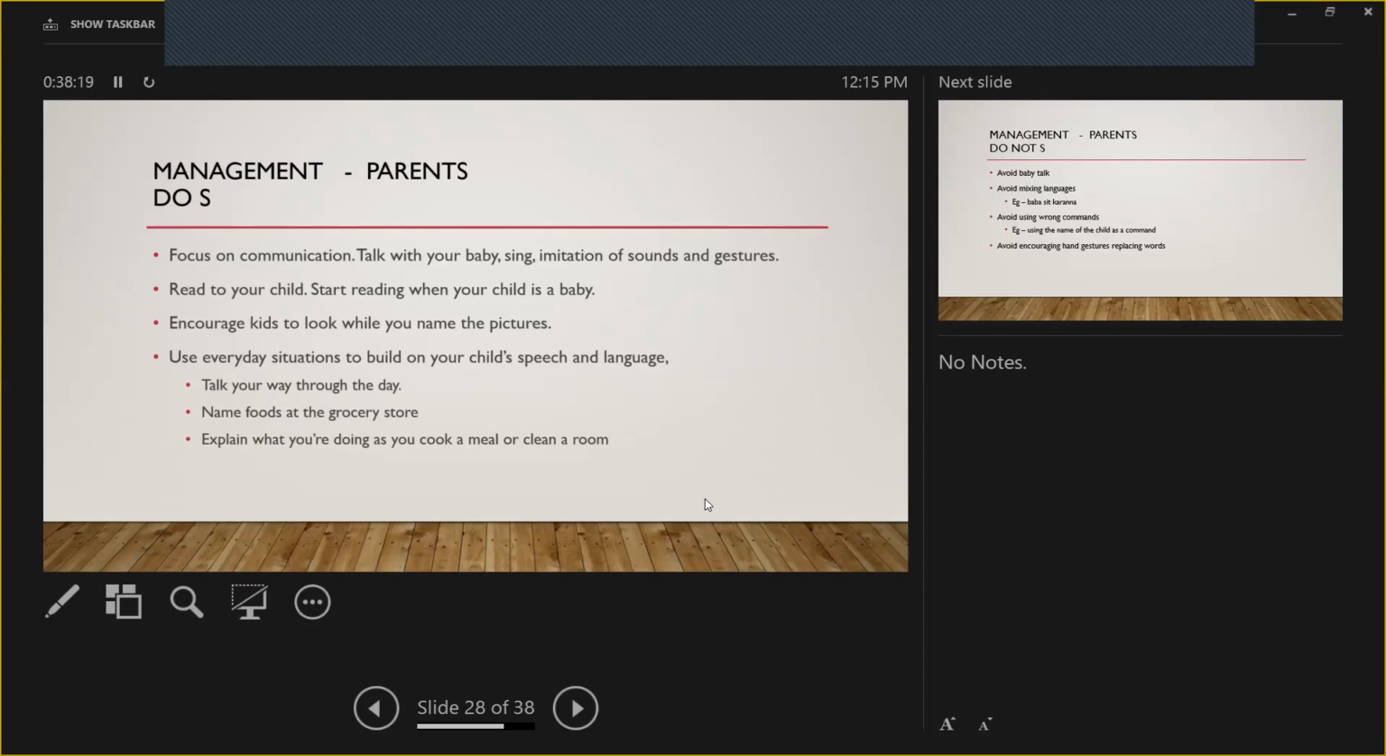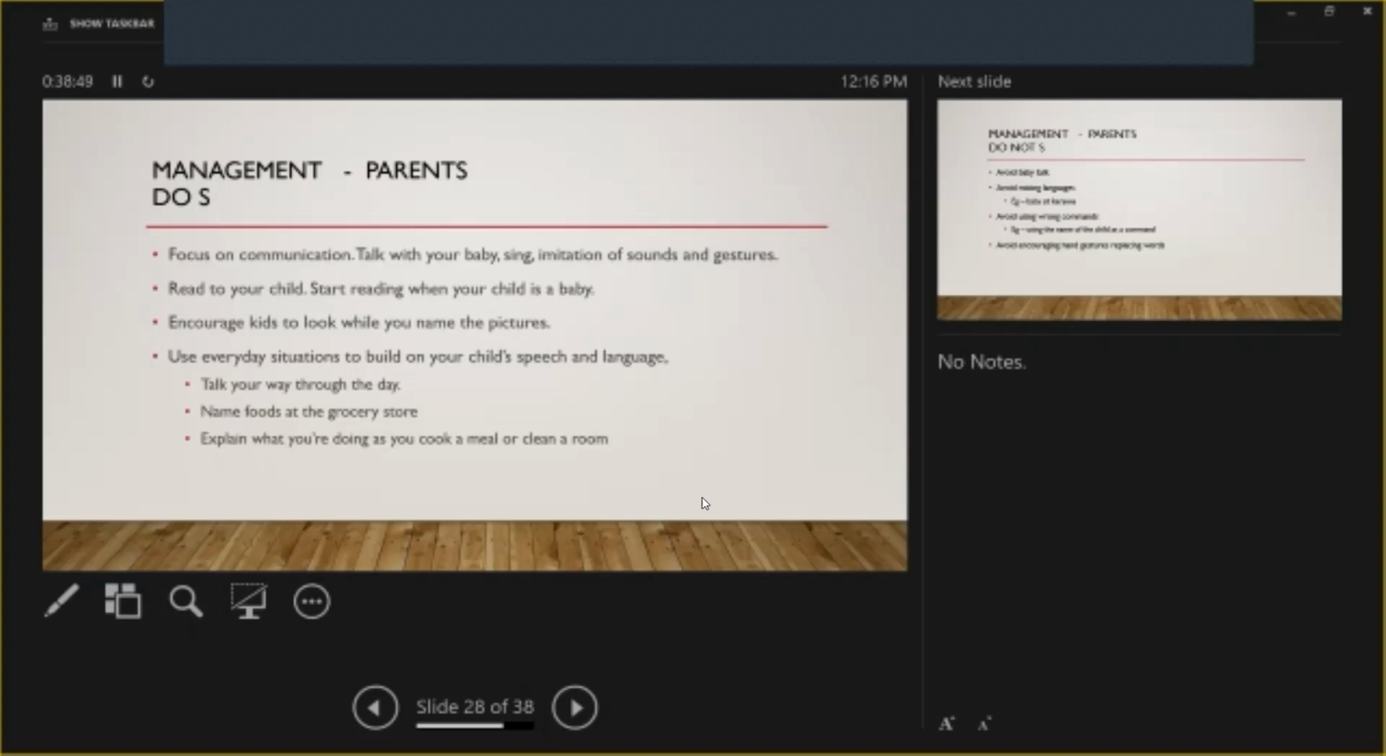These are the do's. Focus on communication. Talk with your baby, sing, imitate sounds and gestures all the time. Right? And read to your child. You don't need to wait for the child to become older. Even at the infancy stage, it's okay to read to the child so that the child gets the idea that we should talk, right? Read. Then encourage children to look at pictures when you are pointing, right? Pointing, and that is called joint attention. That's a very important thing.